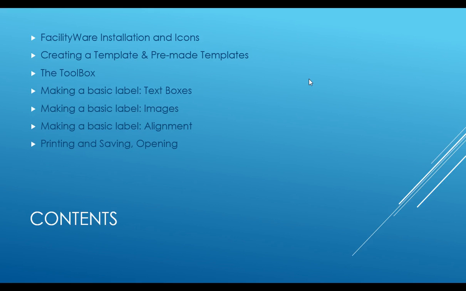We're going to talk about creating templates, creating a label from scratch, as well as making or using pre-made labels that come with FacilityWare. Within FacilityWare, we'll talk about the toolbox and what that is. And then we'll go through the basics of making a label: text boxes, images, aligning objects, everything you might need to know to use FacilityWare to make a basic label. After that, we'll look at printing and saving and how to open up files that you've created with FacilityWare.